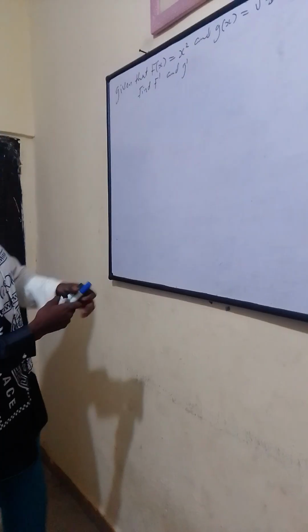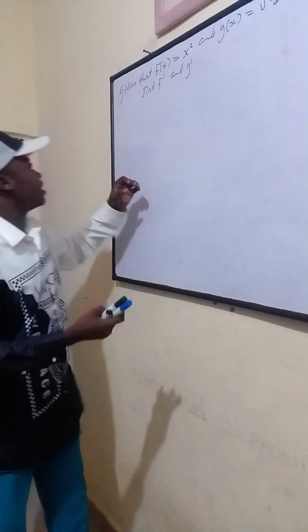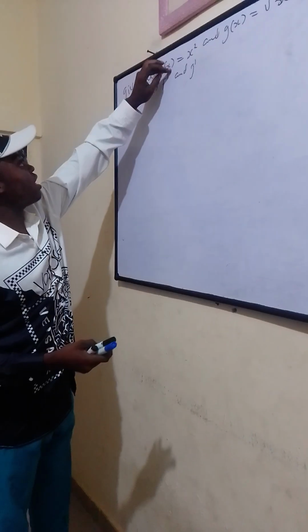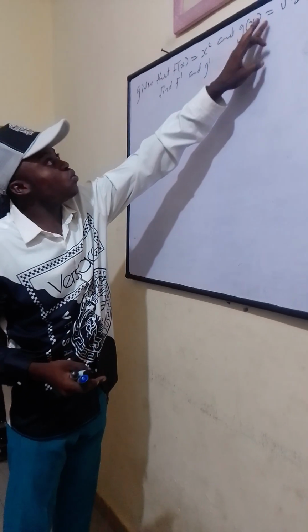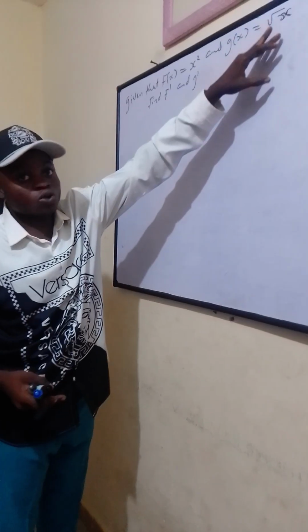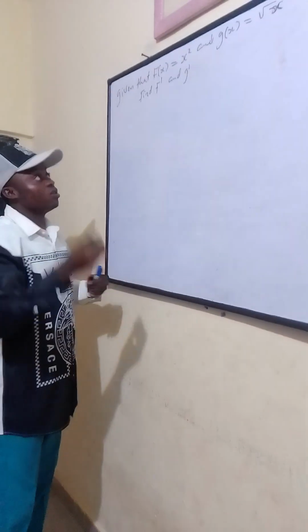Students, anytime you see this question, it is purely a calculus question. They say, given that f of x is equal to x squared and g of x is equal to root x, find f prime and g prime.